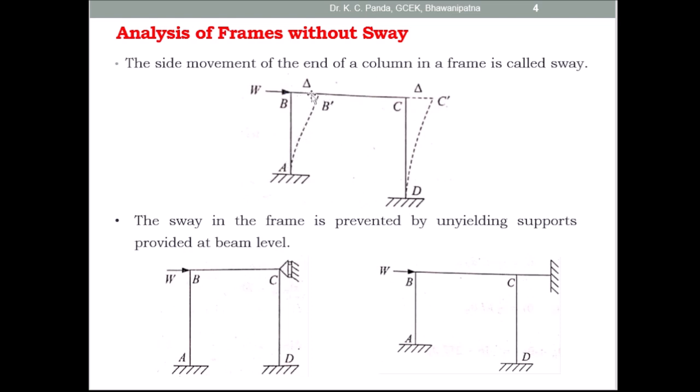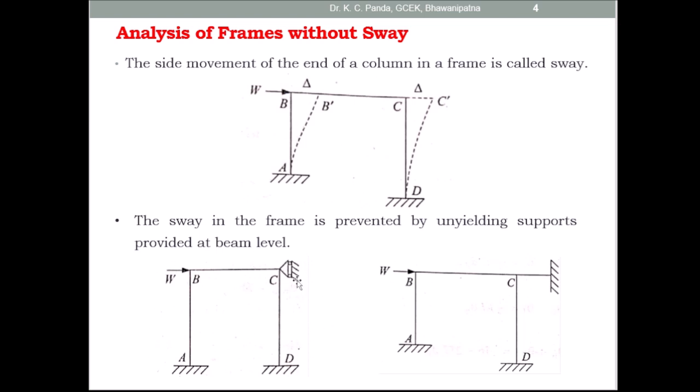This is the sway which takes place at B, and here also the vertical member CD, that is the joint C, is displaced to the joint C dash. So this is the delta amount. So here the same delta takes place at joint B and joint C. So this is called the sway. The sway in the frame is prevented by putting unyielding supports at the beam level.